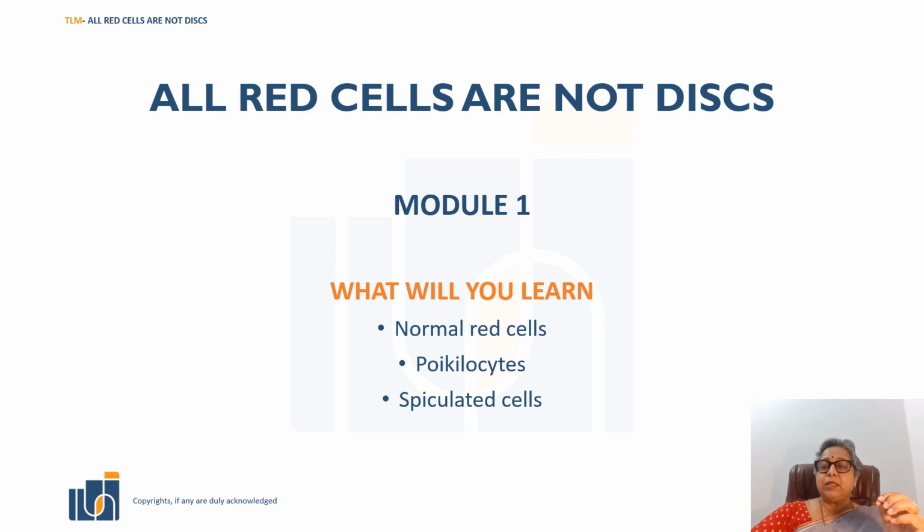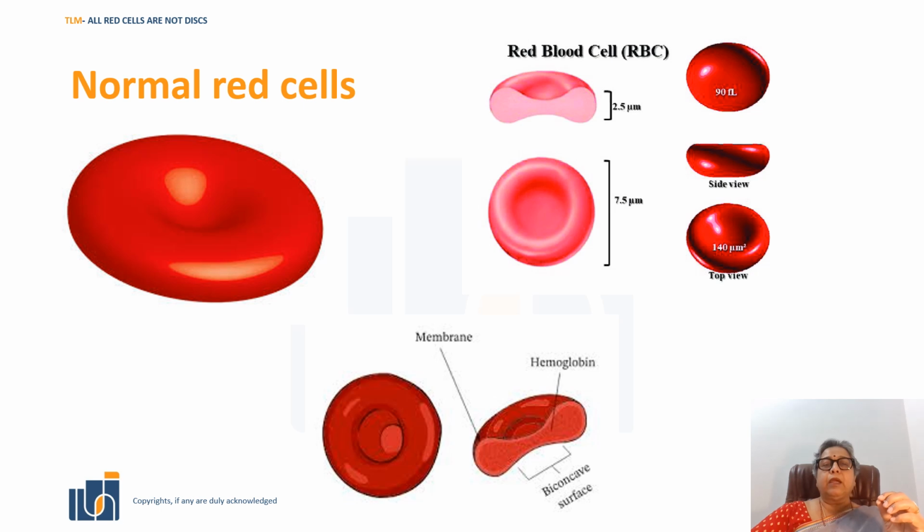So let's get cracking. This is a normal red cell which looks like a disc. It's biconcave in shape, and we know the dimensions. This is the normal red cell. On a stained smear, you see a spherical cell with central pallor, which is 1/3, and hemoglobinized over 2/3 of its diameter.